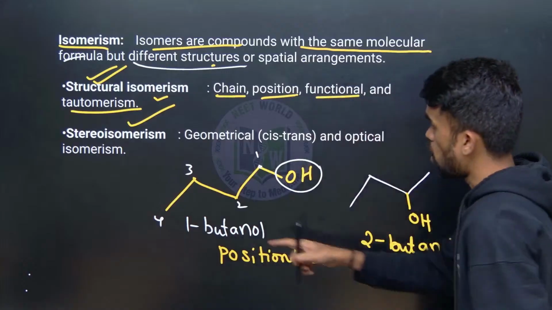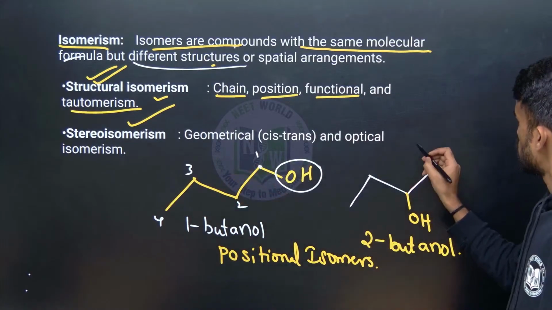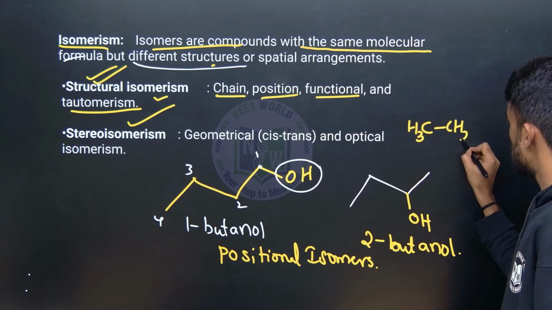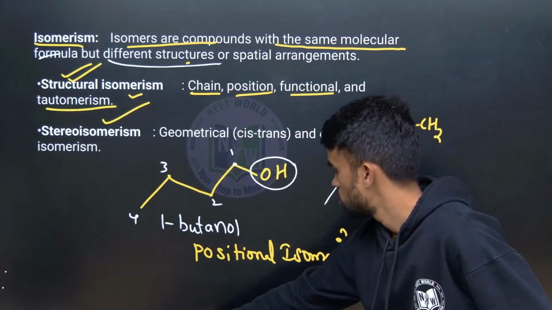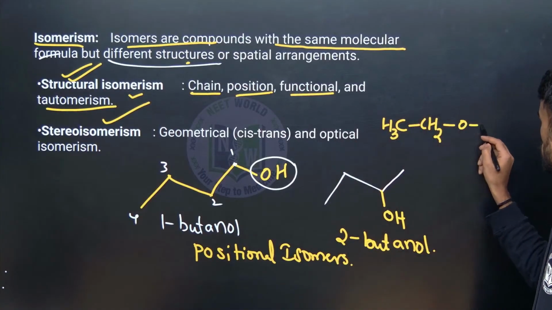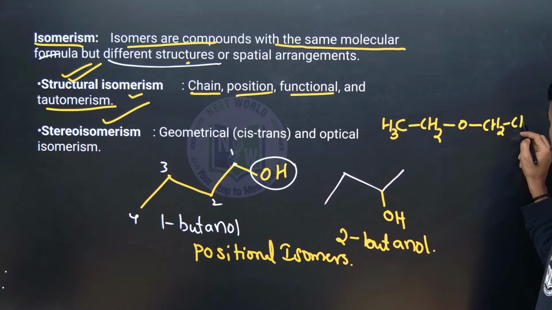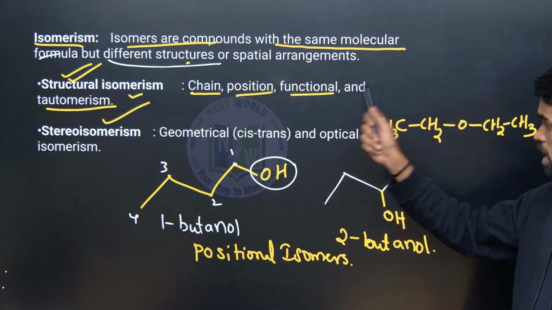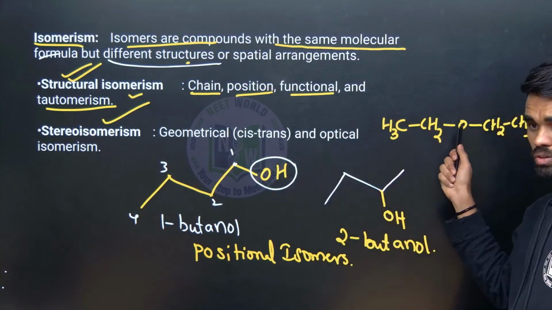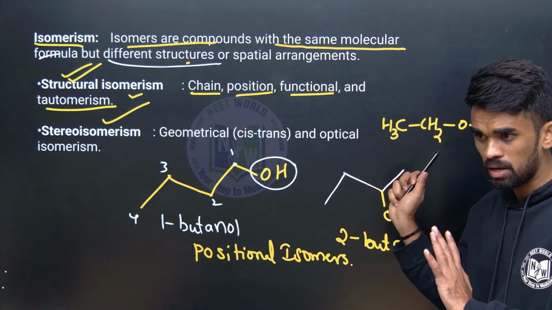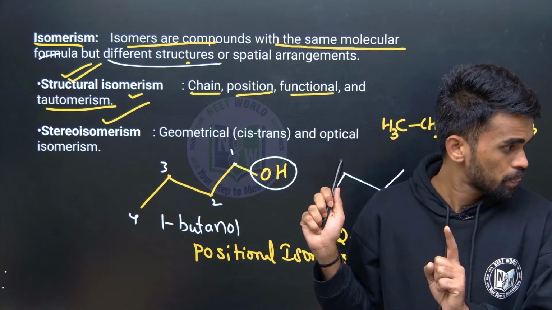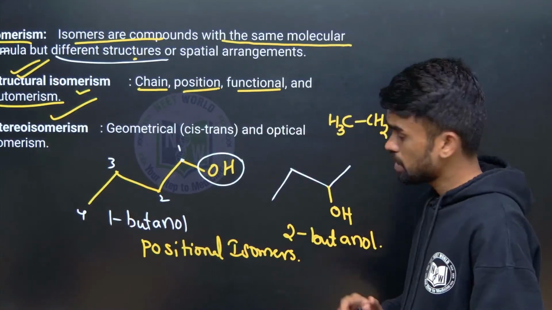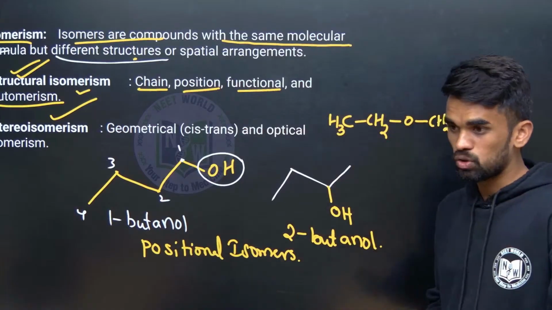Now with the same molecular formula I will create one other compound. Let us see here. How many carbons are there? 4. So I am writing here CH3 CH2 O CH2 CH3, with 4 carbons only. How many carbons are there here? How many oxygens? Here also 1. So do they have the same molecular formula? Yes, the molecular formula is the same, but they differ in the functional group. What is the functional group?